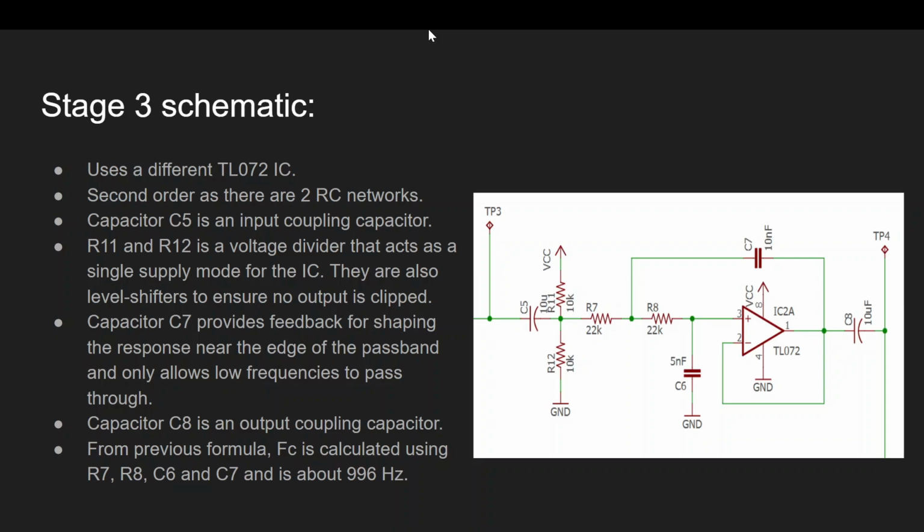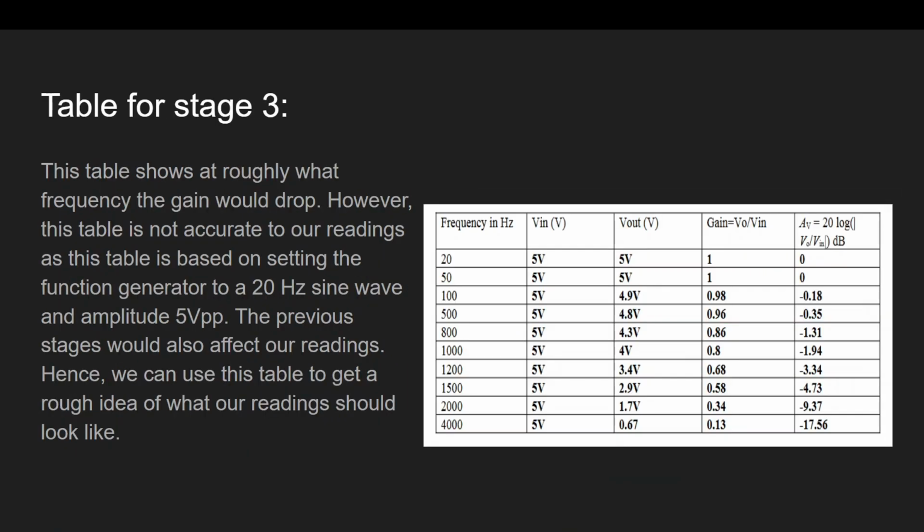Capacitor C7 provides feedback for shaping the response near the edge of the passband and only allows low frequencies to pass through. Capacitor C8 is an output coupling capacitor. From the previous formula, FC is calculated using resistors R7, R8 and capacitors C6 and C7 and is about 996 Hz. This is the table for stage 3.